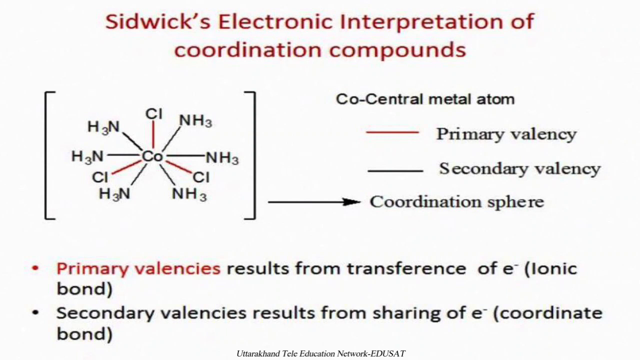The primary valencies are ionizable, result from the transference of electrons, and are formed by ionic bonding, whereas the secondary valencies result from the sharing of electrons, meaning there is a coordinate bond present between the metal atom and the ligand. Here we have 1, 2, 3, 4, 5, 6. Six valencies are satisfied by the secondary valencies in the form of ammonia, and these are connected to the central metal atom by coordinate bonds.